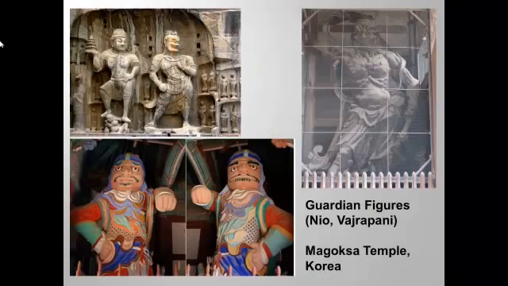So, just to have a little more comparison, here are 3 versions of those guardian figures, or Nio or Vajrapani. They were the historical Buddha's bodyguards. So the one on the bottom is Korean. It's located in a 7th century temple, although the figures themselves were created later. Do you remember where the other 2 were found? Well, the one on the top left is from the Longmen Caves in Luoyang, China, and the one on the top right is from the Todaiji Temple in Nara, Japan.